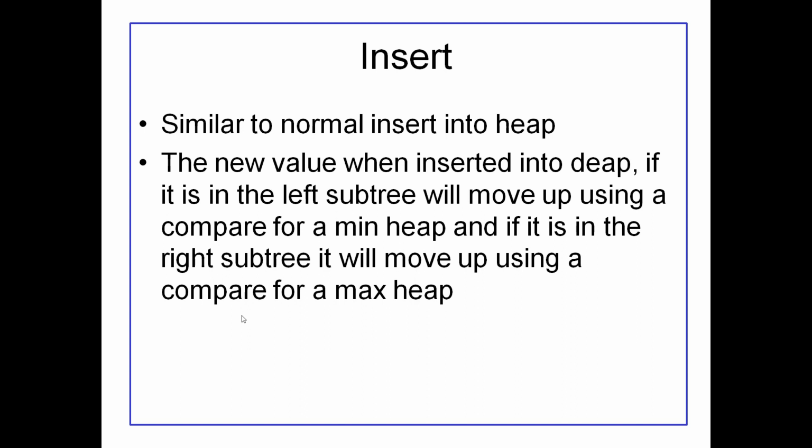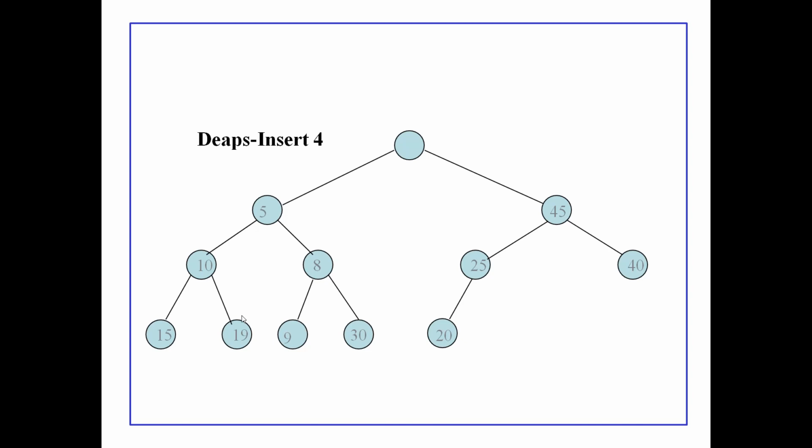Suppose we are trying to insert elements in the left subtree. The left subtree is a minimum heap. The minimum heap definition is that the minimum of all nodes should be topmost, and for a maximum heap the maximum of all the nodes should be at the top of the root of the subtree. Let's see an example.